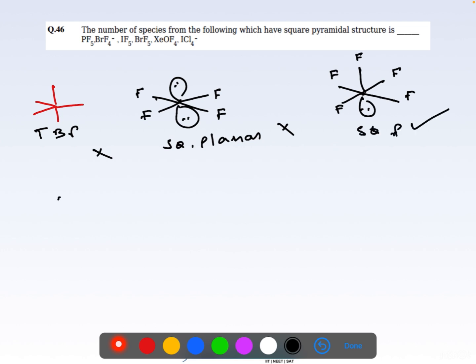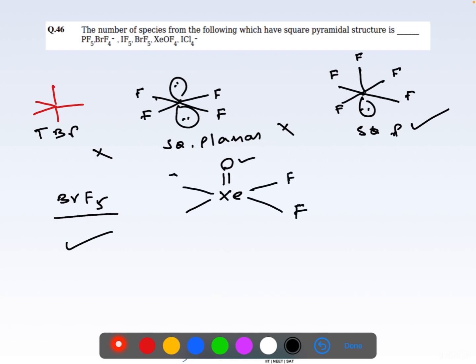And BrF5 also has the same structure as IF5. So this is also square pyramidal. And XeOF4: xenon has 8 valence electrons. Out of 8, 2 are involved in bonding with oxygen, 4 are involved in bonding with fluorine, and one is a lone pair. So this is also square pyramidal. And ICl4 minus will have the same structure as BrF4 minus, that is square planar. So this is not the option. So the correct number of structures having square pyramid is 3.